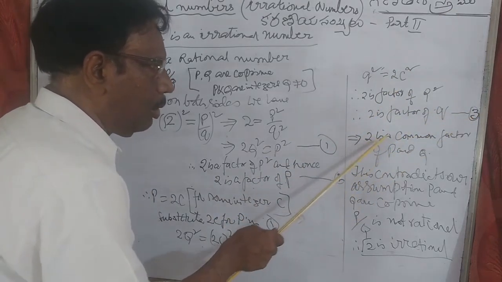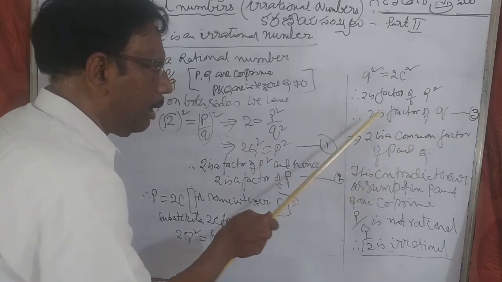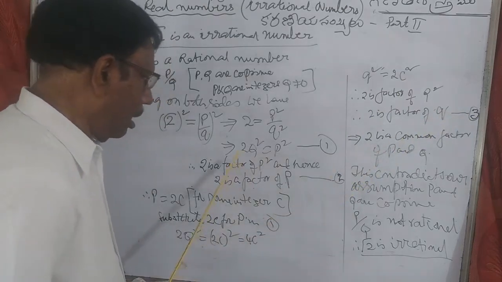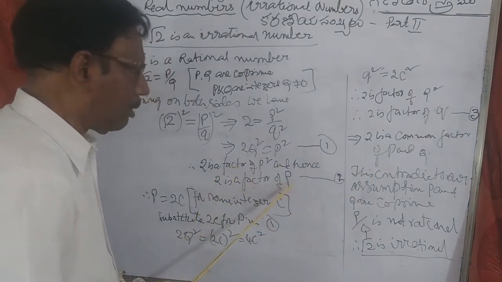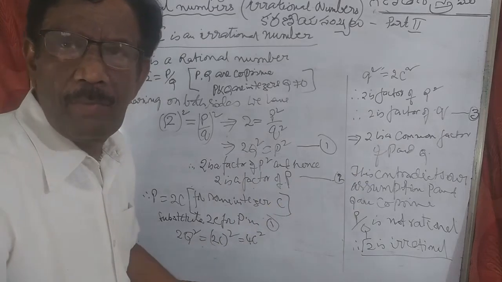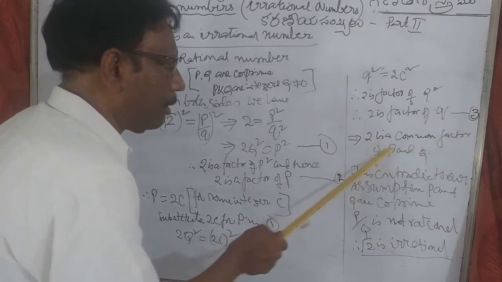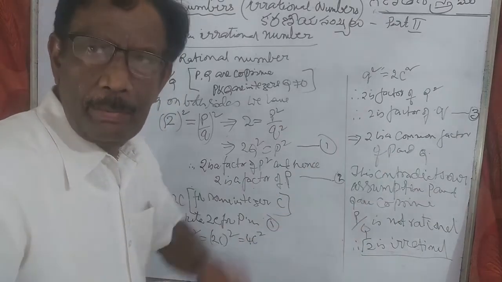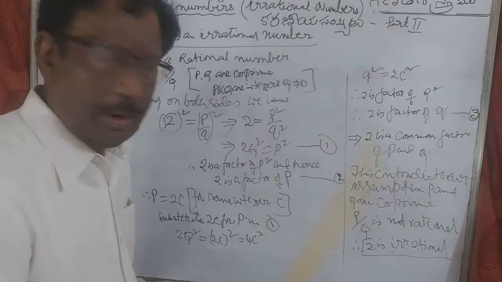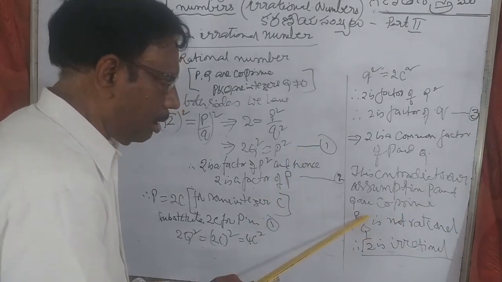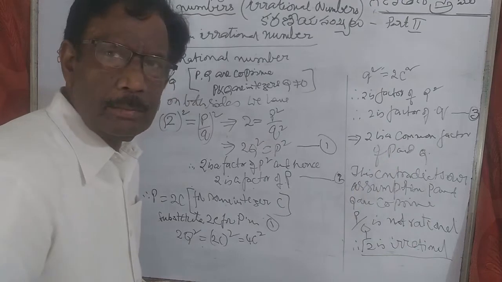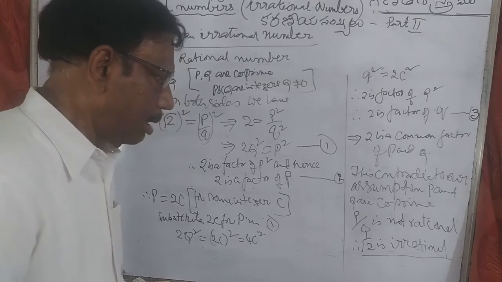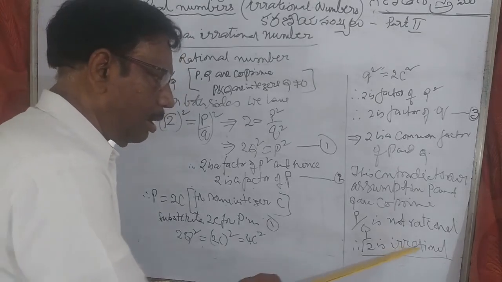And now 2 is a common factor of p and q. Look here, we have 2 is a factor of q, and 2 is a factor of p. So it has become a common factor for p and q. This contradicts our assumption that p and q are co-prime. They are not co-prime, they have a common factor 2. So this leads to p by q is not rational. Therefore root 2 is irrational.